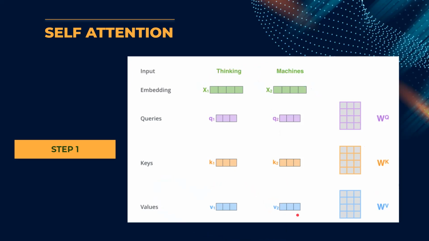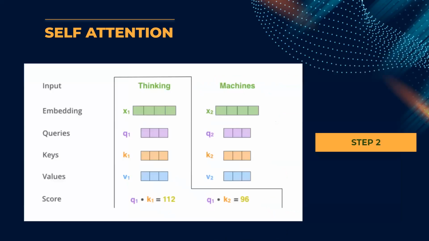Now, what does the transformer do with all these queries, keys, and values? It basically uses these queries and keys to understand the importance of other words to the other words. Let's see the next step.